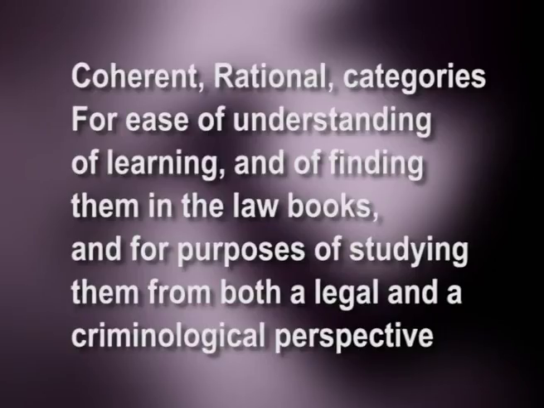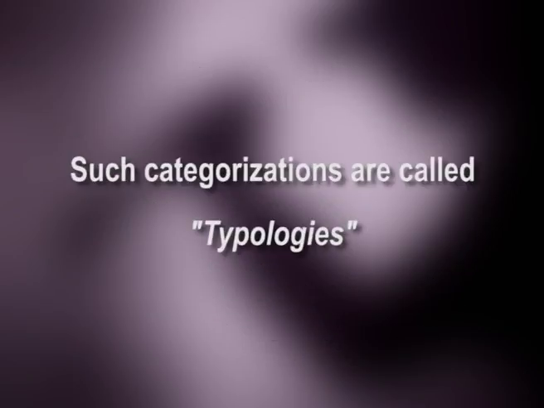Lawyers and criminologists have searched for a system of grouping the many types of crime into coherent, rational categories for ease of understanding, of learning, and of finding them in the law books, and for the purpose of studying them from both a legal and a criminological perspective. Such categorizations are called typologies.